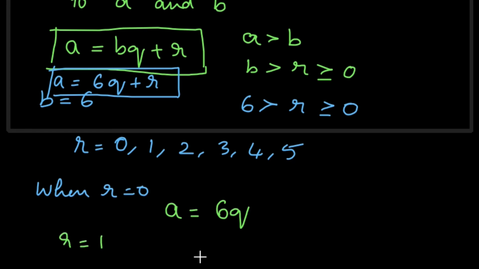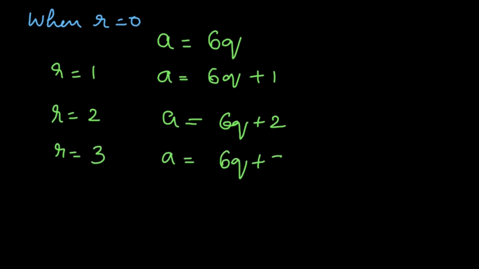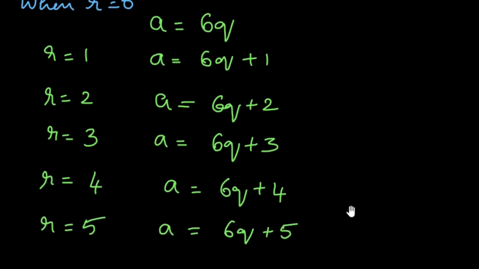When r equals 1, a equals 6q plus 1. When r is equal to 2, a equals 6q plus 2. When r equals 3, a equals 6q plus 3. When r equals 4, a equals 6q plus 4. When r equals 5, a equals 6q plus 5. Now, अब यहाँ पे देखा जाए a equals 6q.